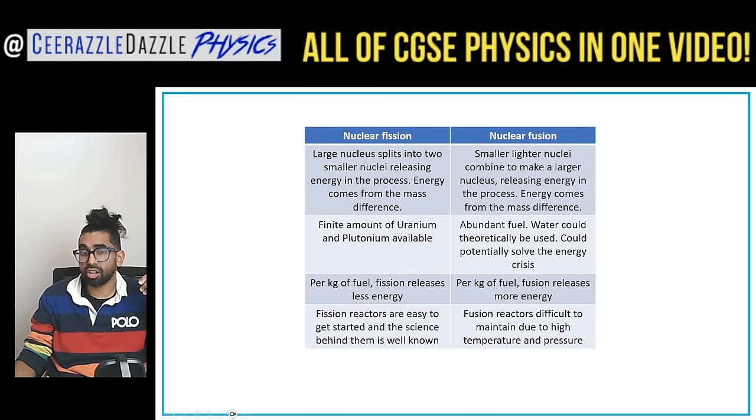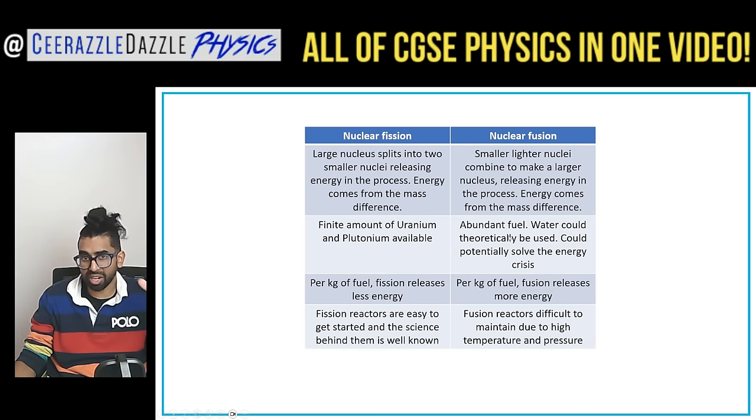Nuclear fission, a large nucleus splits into two, releasing energy in the process. The energy comes from the mass difference. Nuclear fusion, smaller, lighter nuclei combine to make a larger nucleus, releasing energy in the process. Energy comes from the mass difference again. Nuclear fission, there's a finite amount of uranium and plutonium available. There's only a limited amount on Earth.